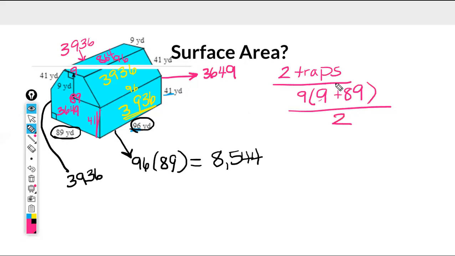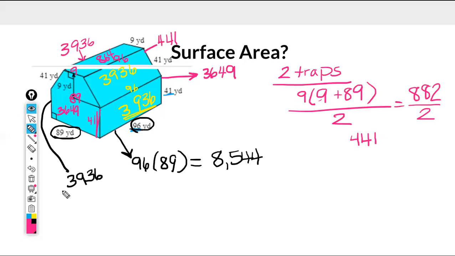So 9 plus 89 is 98. Times 9 is 882. And then I divide by 2, and we get 441. And then there's going to be 2 of them because there's a back side as well. So 441. So my final area is I have to add all of this stuff together.